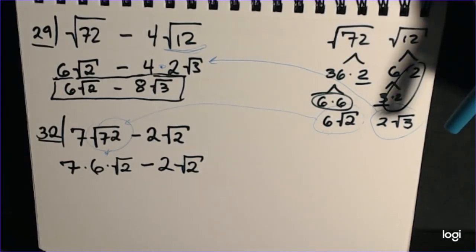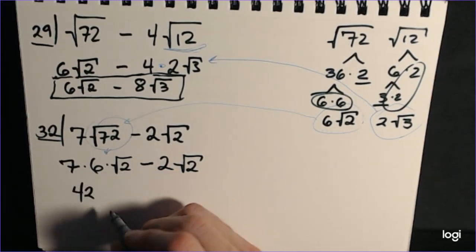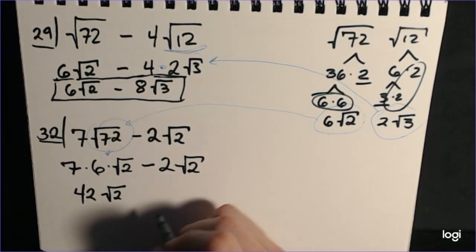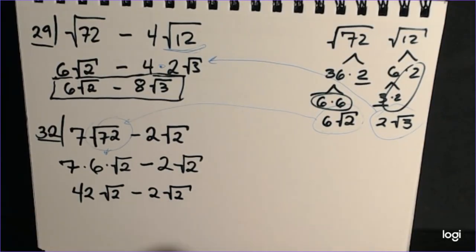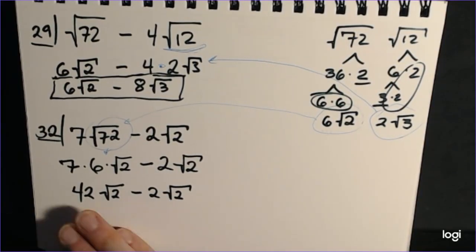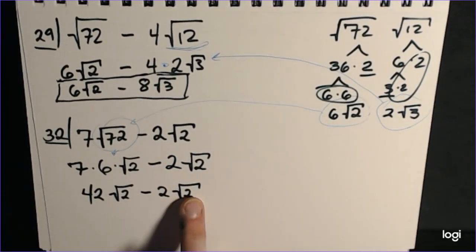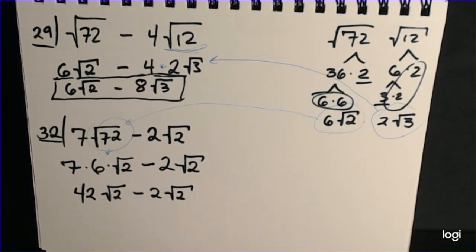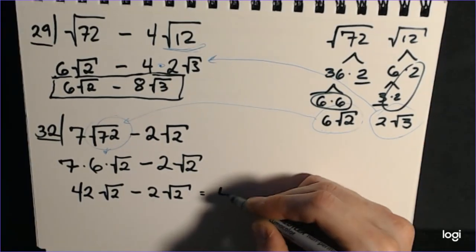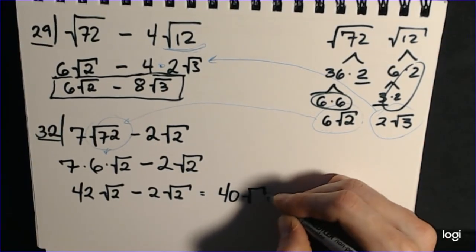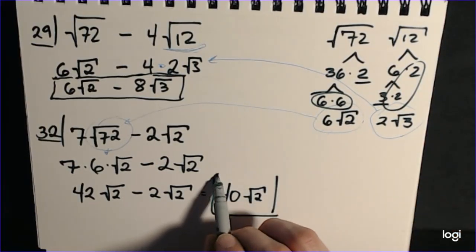Okay. Now, we have 7 times 6. It's going to give us 42 of these square root 2's minus 2 of these square root 2's. So, luckily this number on the left is larger than the one on the right, but we do have 2, and 2 is the same number under the radical, so we can directly subtract, and 42 minus 2 is just 40, and then we have the square root 2. We put a box around our answer.